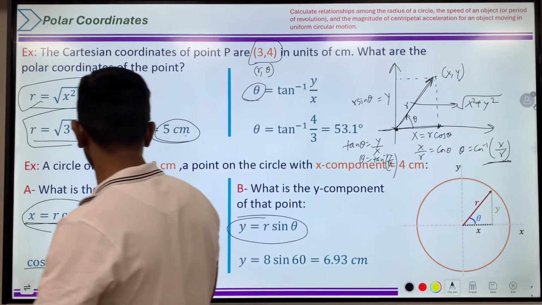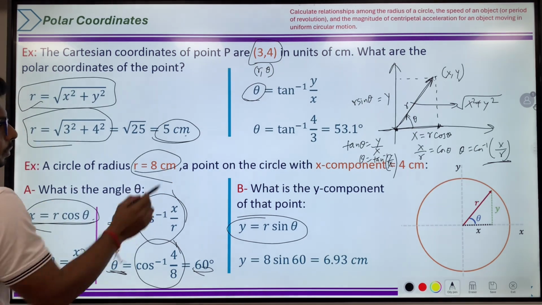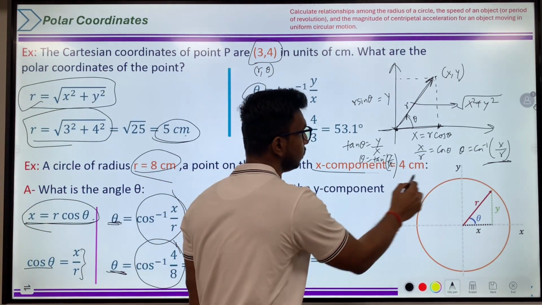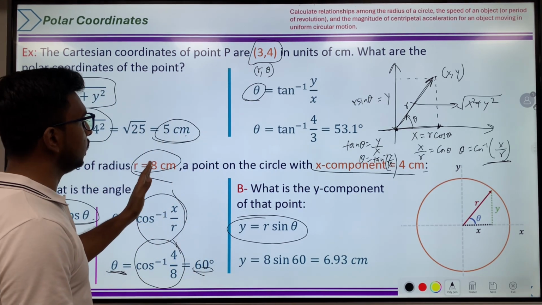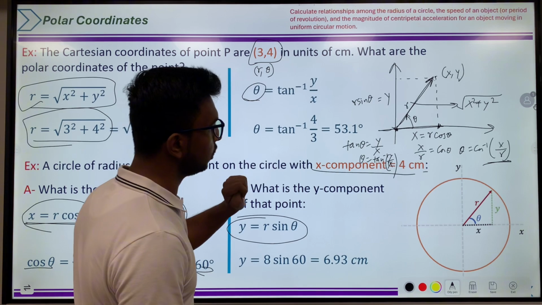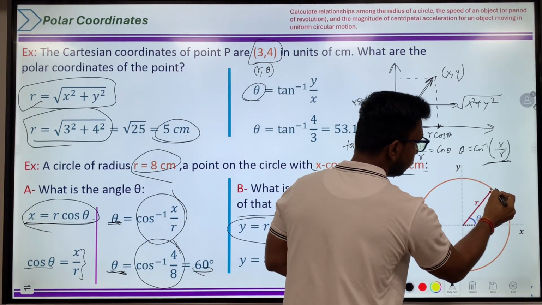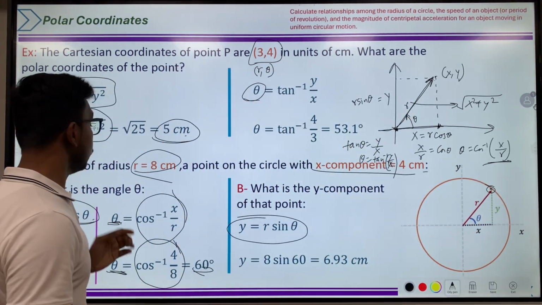I'm sure the second question is also same. A circle of radius r is equal to 8 cm, a point on the circle with x component is equal to 4 cm. Okay, this is the point. What do we have to do? What is the angle theta?